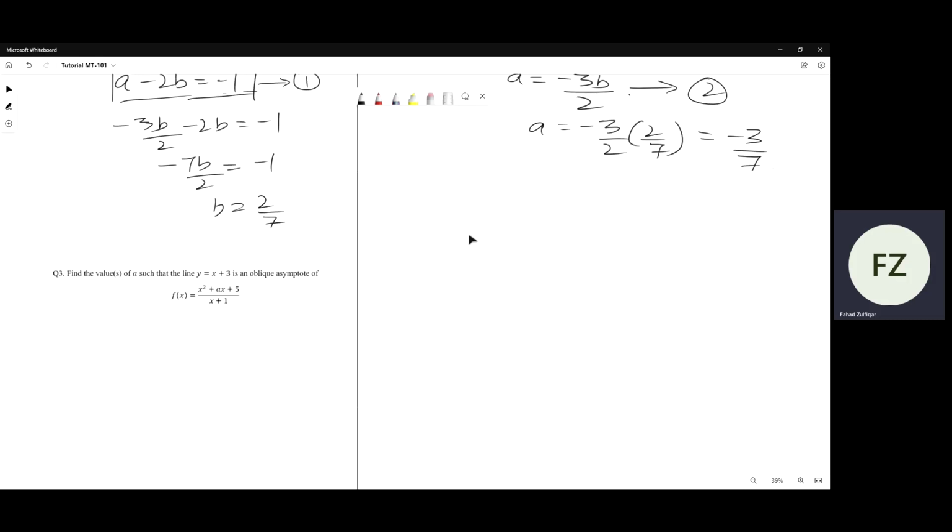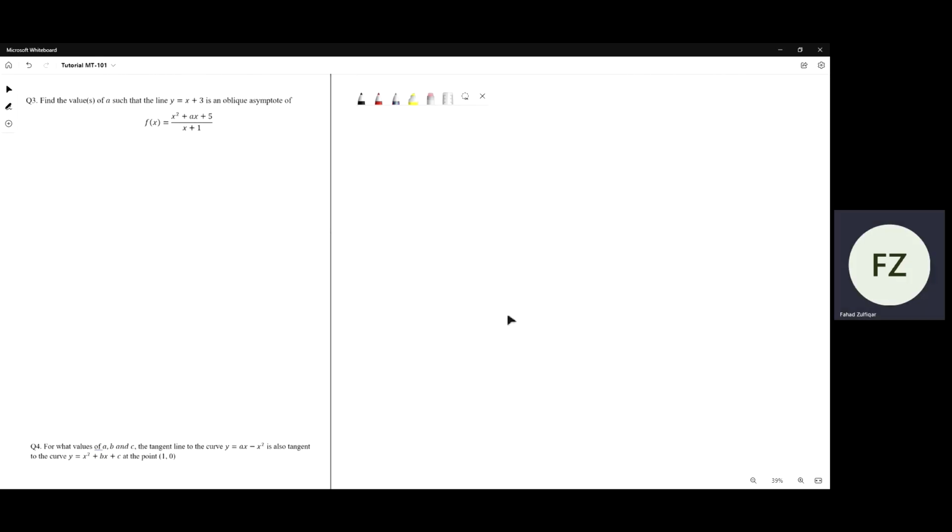So moving on to the next question. This is actually question number 3 from the Fall 21 final examination. The question says, find the values of a such that the line y equals x plus 3 is an oblique asymptote of f of x equals x squared plus ax plus 5 over x plus 1. As we know, we can see from this function that the degree of the numerator is 1 greater than the denominator. So we can say that this function actually has an oblique asymptote.